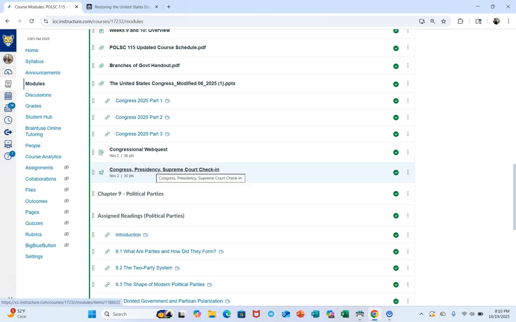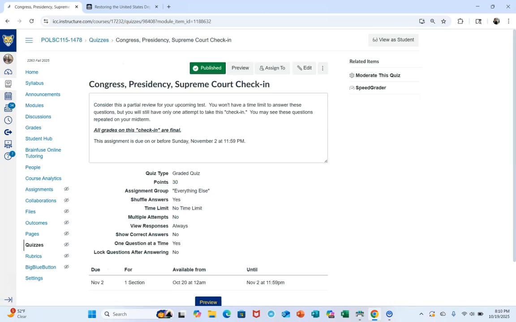Then Congress, presidency, Supreme Court check-in. This might bear some similarity to your test, so I would pay attention and write questions down and your answers to them. And no, I am not going to open this back up so you can look at and record answers. So do that the first time. You don't have a time limit, but you only have one attempt to take this check-in. Okay? And just substitute test 2 for midterm. I'm not going to go back and correct it. So just know it's test 2.